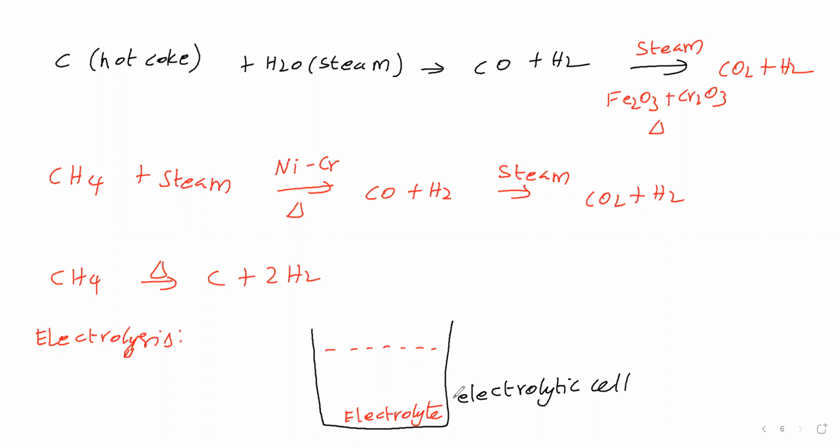Sometimes we cannot take an aqueous solution. Why? Suppose in the manufacture of sodium, can we take an aqueous solution as electrolyte? No, because sodium is quite reactive with water. Therefore, in that case, we have to take a molten substance. Molten means some solid is melted into liquid form. That is not an aqueous solution. That molten substance we have to take as the electrolyte.